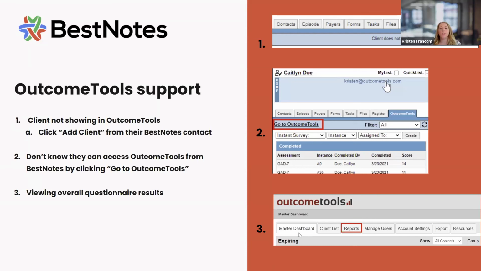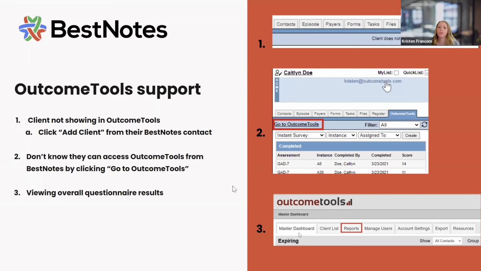Another support issue is that our customers don't realize that you can only access OutcomeTools just from the OutcomeTools tab in BestNotes. You can hit Go to OutcomeTools, and that takes you to the OutcomeTools website. There's a little more functionality in the OutcomeTools website around reporting, adding series, editing your instances for your particular surveys. And so if you're only functioning on this OutcomeTools tab in your BestNotes, you do have the ability to go to OutcomeTools and you'll be able to see a little bit more functionality than you're seeing on the BestNotes side.